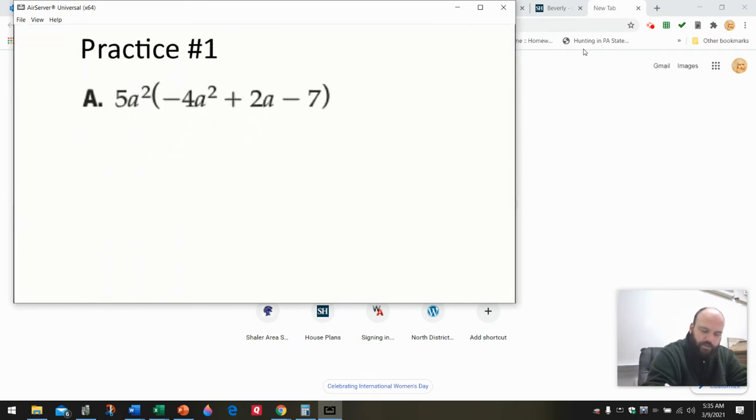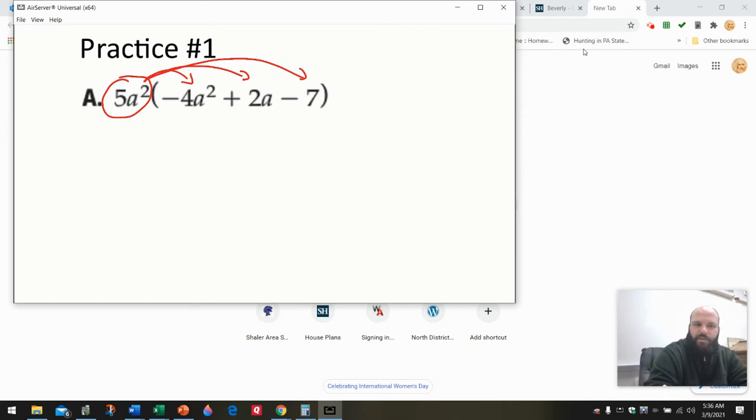Here's another one we're going to try. Same idea as the last one. We're going to take this 5a squared and distribute it to each of the terms in the second polynomial. So we're going to start with 5a squared times negative 4a squared. 5 times negative 4 is negative 20. And then a squared times a squared, we add the exponents, it becomes a to the 4th power.